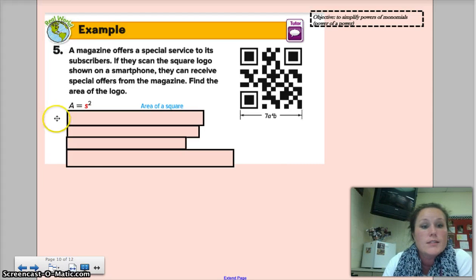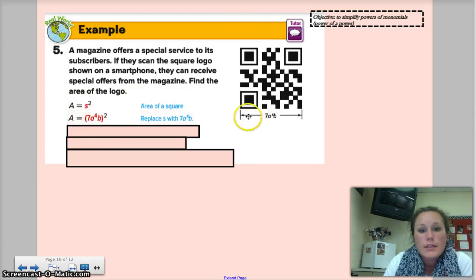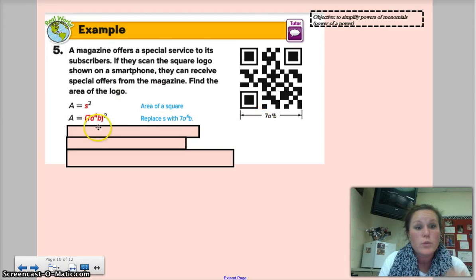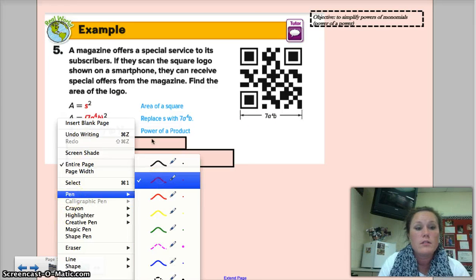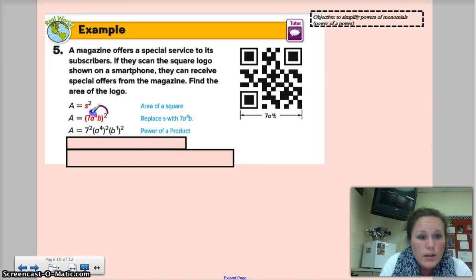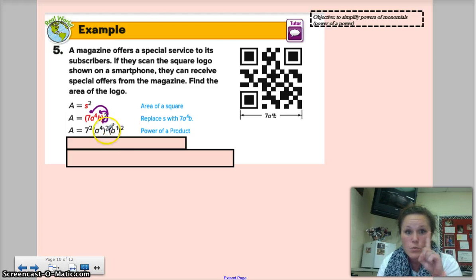So area is side squared, or side times side, which is the same thing. So we're going to plug in. The side length is 7a to the 4th b. So very weird side. So we're going to square it. Distribute everything. Distribute this 2 to everything inside and to the b. So 7 squared, a to the 4th squared, and b to the 1st power squared. Remember, if it doesn't have an exponent, the exponent is 1.